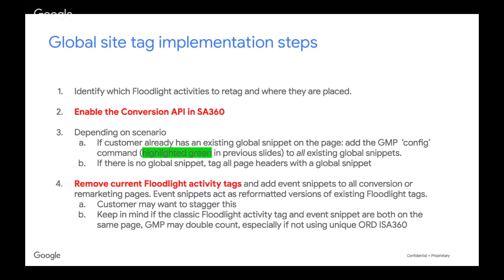And then depending on the scenario, if you've already got an existing global snippet, maybe for your AdWords account, all you need to do is add the Google Marketing Platform Campaign Manager configuration ID, which I'll show you in a second, to all the existing global snippets. If there's no global snippet, then you just need to generate the global snippet and add it to all pages within the header. Then you need to remove the current Floodlight activity tags and replace them with their equivalent event snippet.